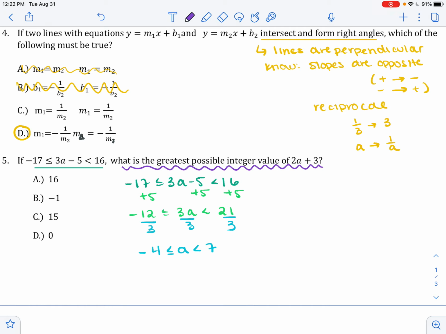Okay? A does not necessarily have to be an integer value. We're investigating 2A plus 3. So I'm trying to figure out 2A plus 3, which of these values, what is the largest value it could possibly equal such that A satisfies this constraint. So since I'm looking for the largest value, I'm actually going to try the biggest answer choice. I'm going to see what happens if I let 2A plus 3 equal 16. Quickly solving, I see that that means that A is equal to 6.5.